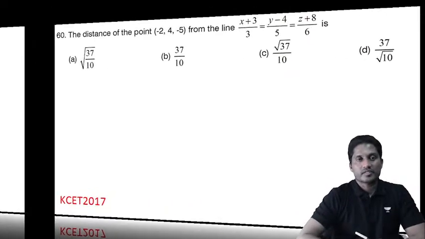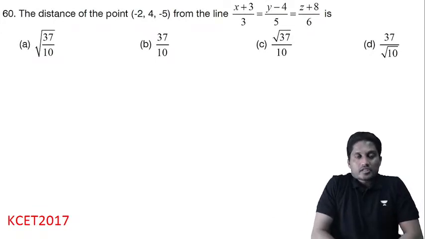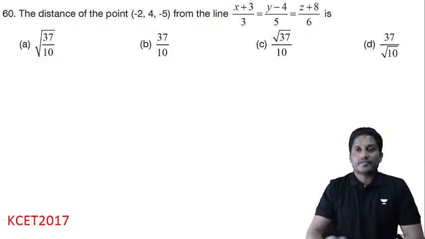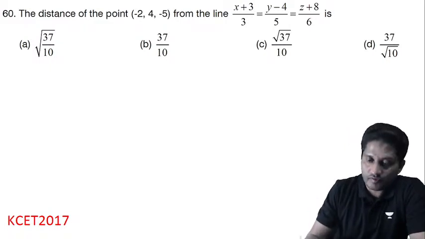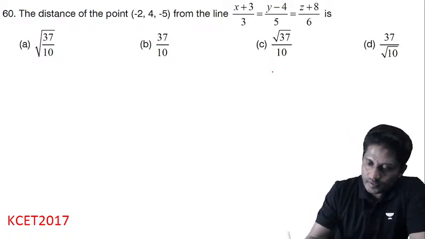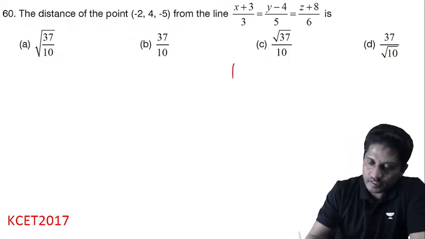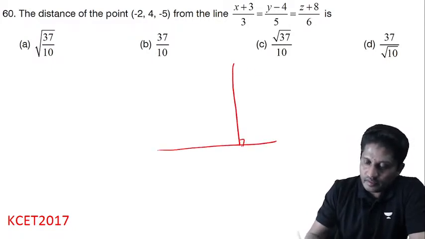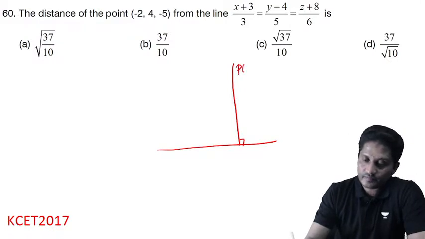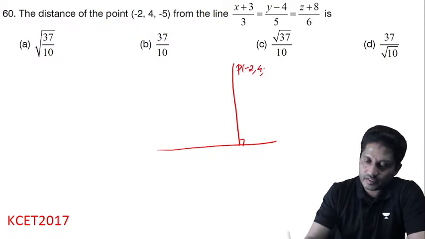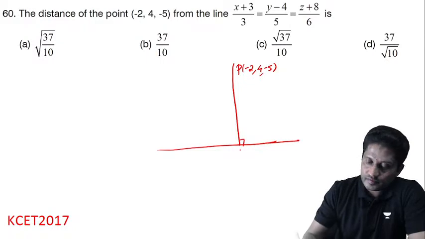Right, last question number 60, guys. Distance of the point minus 2, 4, minus 5 from the line. Right, now follow carefully. Easy only but little lengthy. Usually they ask this question in JEE Main. Distance of the point minus 2, 4 and minus 5 from the line, I'll take this as lambda.